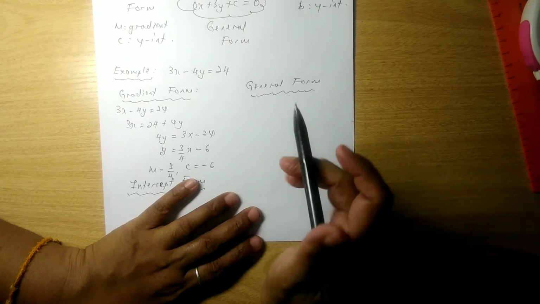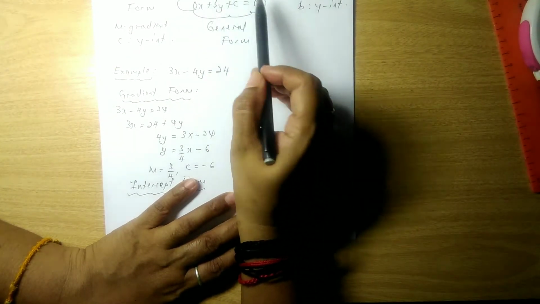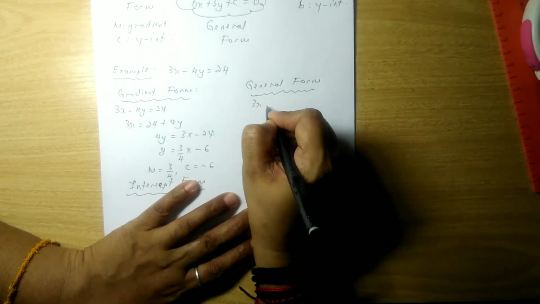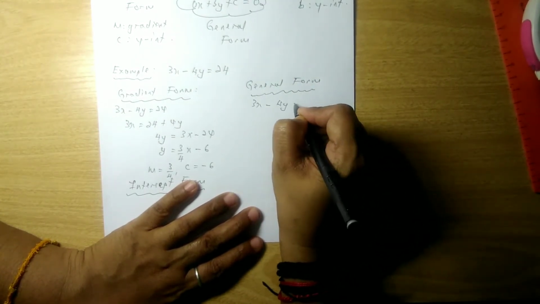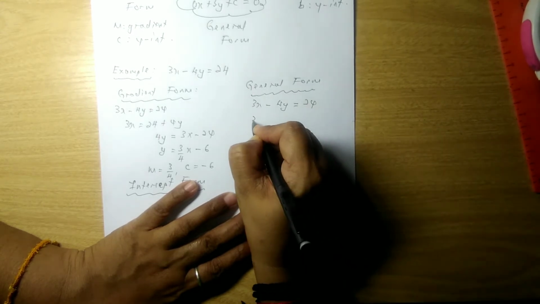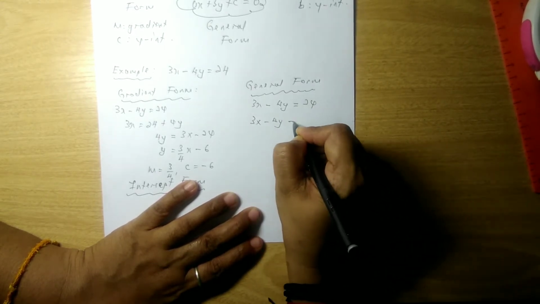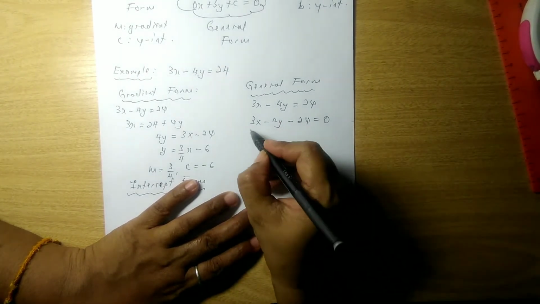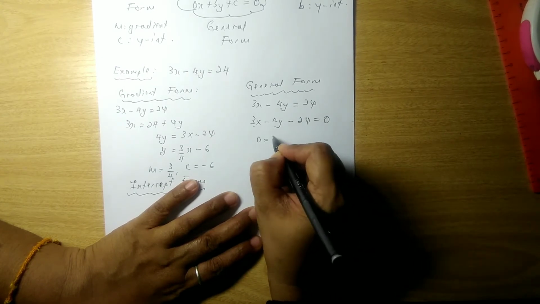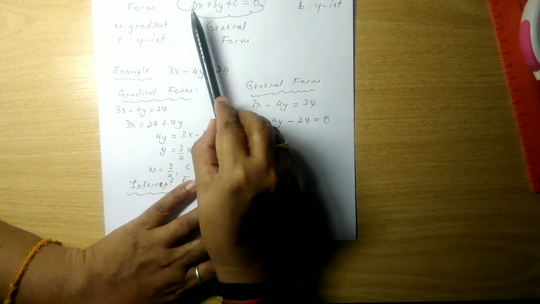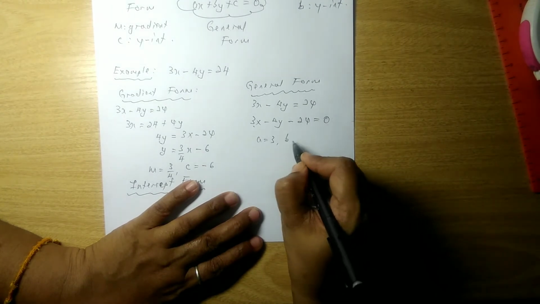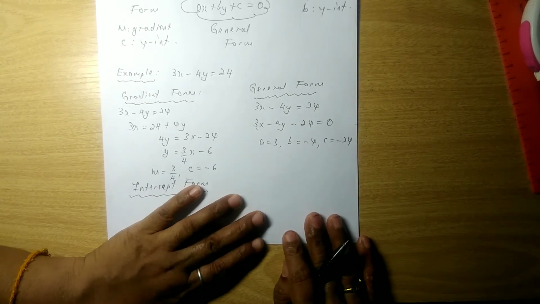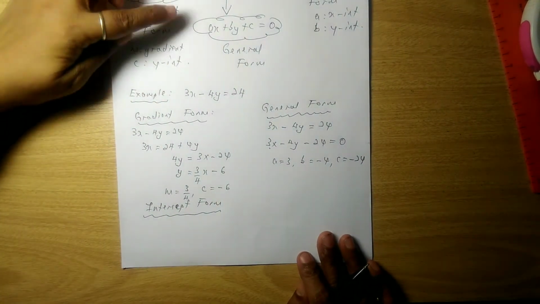General form means everything is moved to the left and your right hand side is only 0. This is quite simple. This is the original question, so it's 3x minus 4y minus 24 equals 0. This becomes your general form. That means now my a is 3 because a is normally next to your x, my b is negative 4 and my c is negative 24.